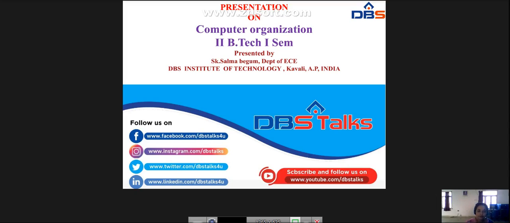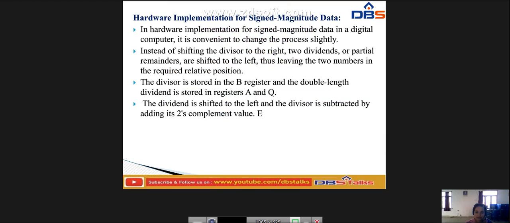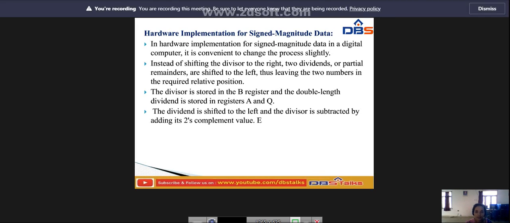Good afternoon everyone. Today I am going to discuss the computer organization subject, unit 3. Coming to the topic, in previous video classes we discussed the first part of unit 3, and in the second video we discussed addition, subtraction, and the division algorithms. Now I am going to discuss the hardware implementation for signed magnitude data.